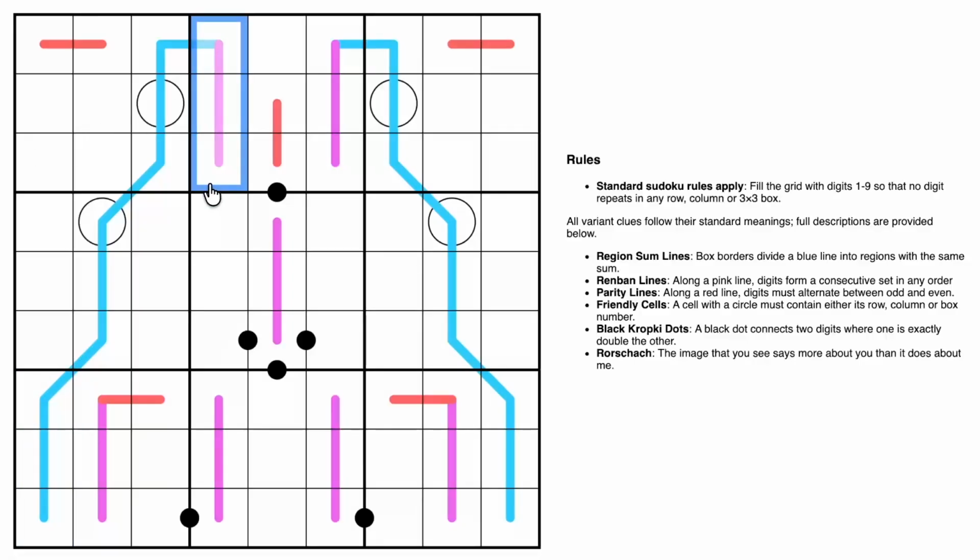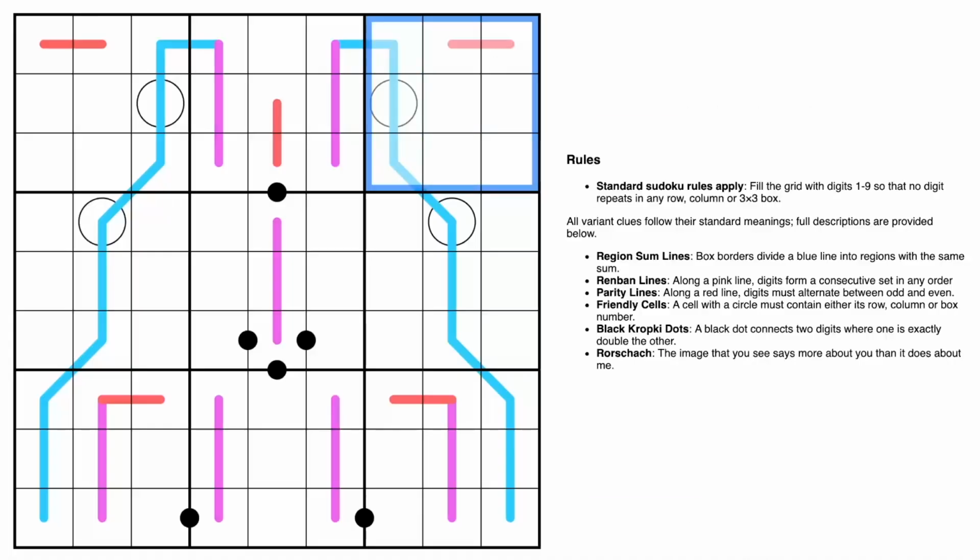We've got the pink Renban lines here, and along these lines we need to have a consecutive set of digits in any order. So if this was a 9, then we could have a 7 and an 8 around it, and that would be fine. The red lines are parity lines, and we need to alternate between odd and even as we move along these. The black dots are a doubling relationship, so if this was a 2, this would need to be a 1 or a 4. And then finally, the circles mark friendly cells, and a friendly cell is a cell that contains either its row, column, or box number.